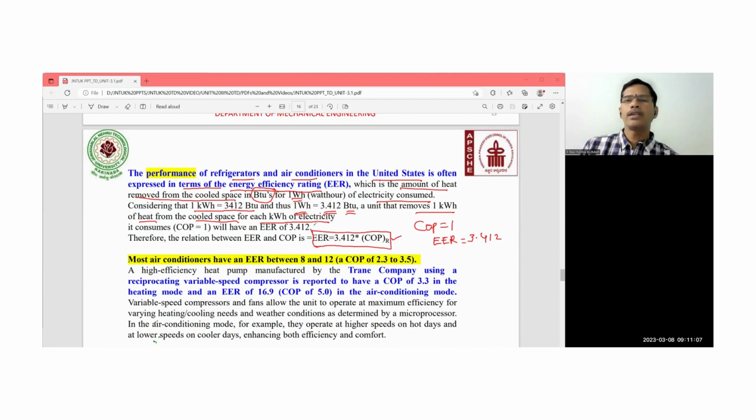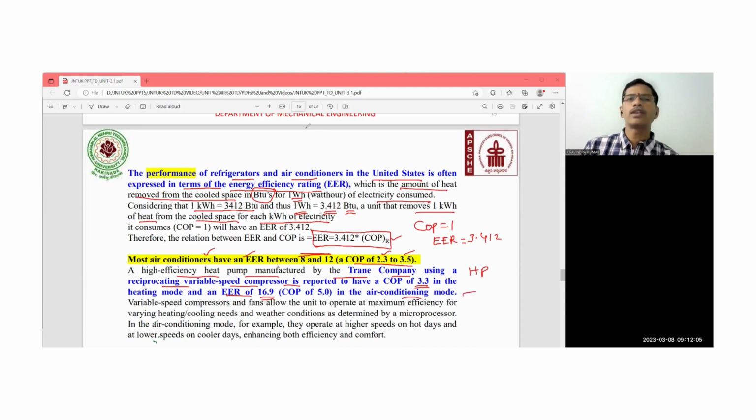Energy efficiency rating is generally mentioned as a performance parameter in the United States for air conditioners and heat pumps. So the energy efficiency rating is equal to 3.4 times the coefficient of performance. Most air conditioners have an energy efficiency rating between 8 and 12. Then what about the COP of an air conditioner? The COP of an air conditioner is 2.3 to 3.5. A high efficiency heat pump manufactured by Trane using a reciprocating variable speed compressor has a COP of 3.3 in heating mode, and an EER of 16.9, that is a COP in the air conditioning mode.